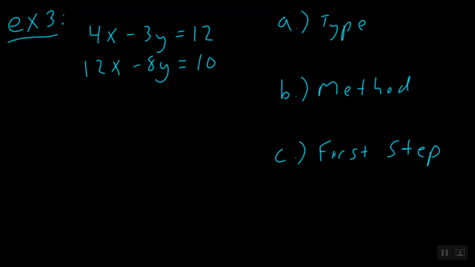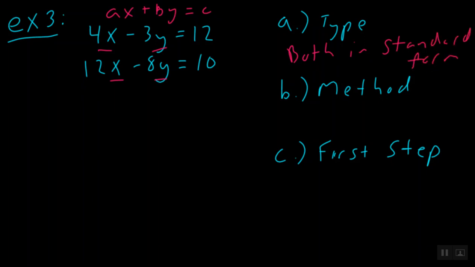Okay, here we are in example 3. Notice we have 4x minus 3y equals 12 and 12x minus 8y equals 10. And look, my x's and my y's are all on the same side. This is in the form ax plus by equals c. Basically, guys, they are both in standard form. Now, when they're both in standard form, our method is elimination.